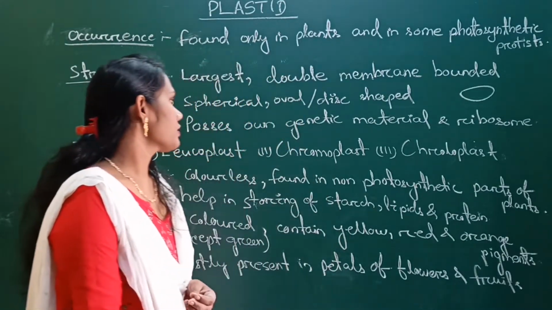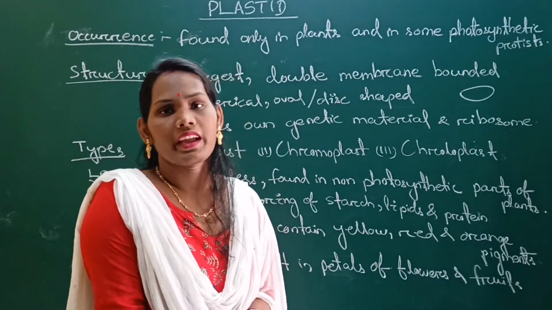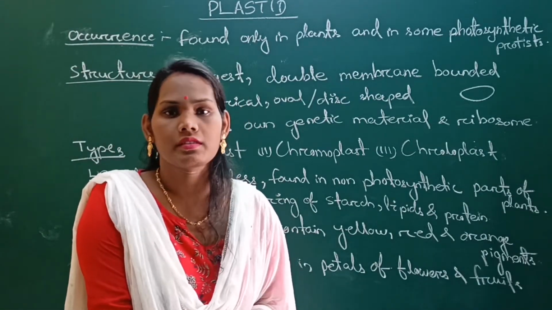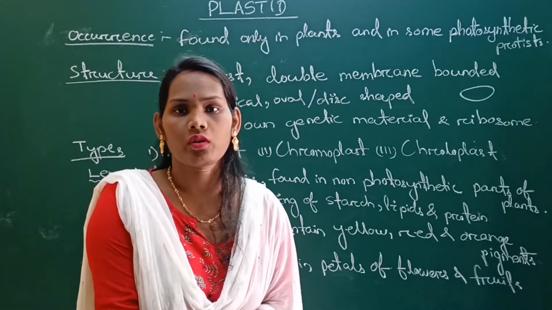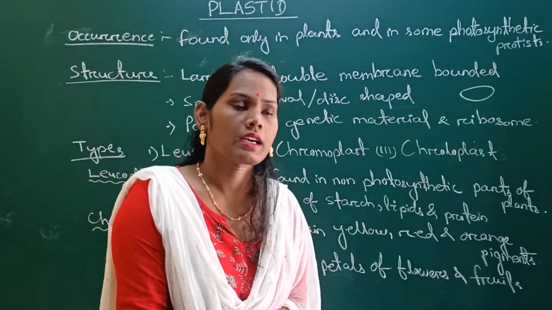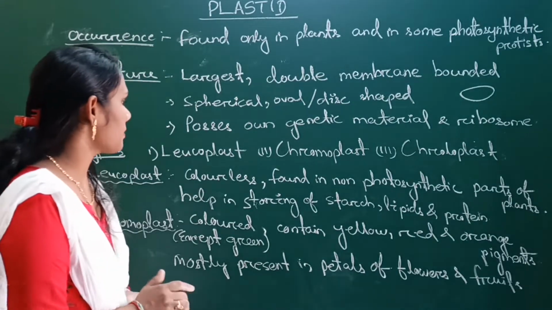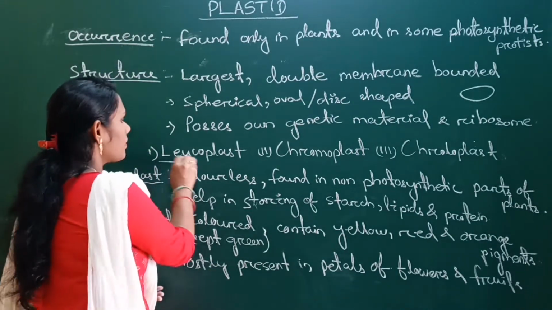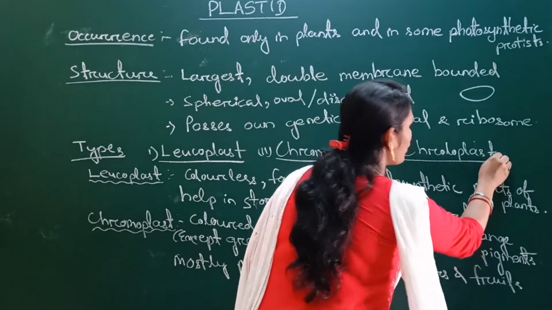Okay, so due to the presence of genetic material, that is DNA, RNA and ribosomes, they can synthesize their own proteins. So that's why plastids, along with mitochondria, these two organelles are also called semi-autonomous organelles. Okay, next the types of plastid. There are three types of plastids. One is leucoplast, next one chromoplast and third one is chloroplast.